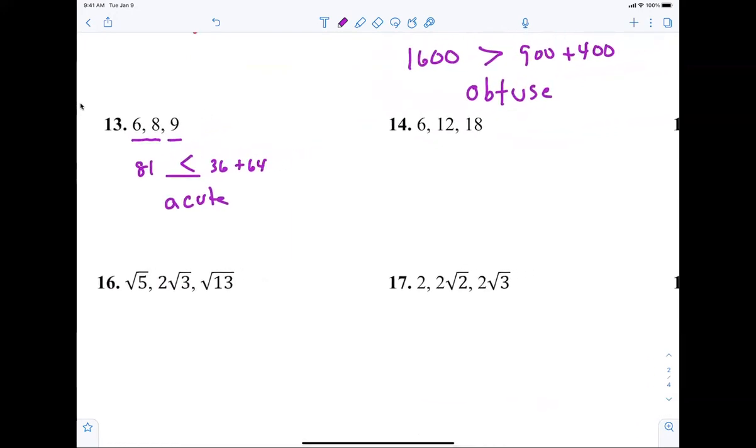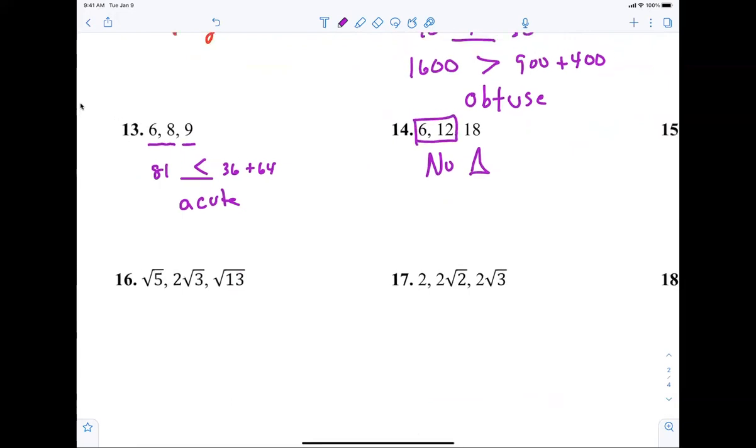Now over here again, is this even a triangle? No triangle. A lot of kids don't take the time to check, and so they think it's acute or obtuse without understanding that it's not a triangle, because these two aren't greater than the third.